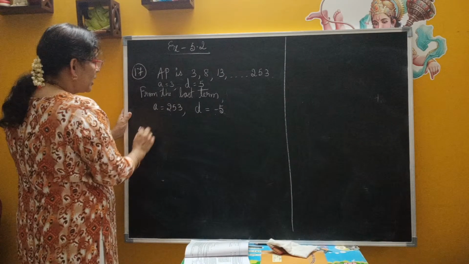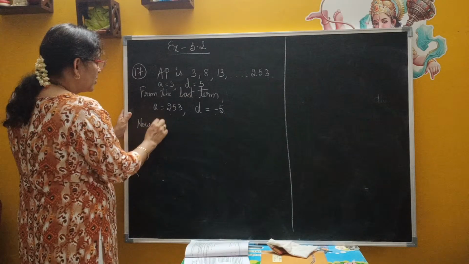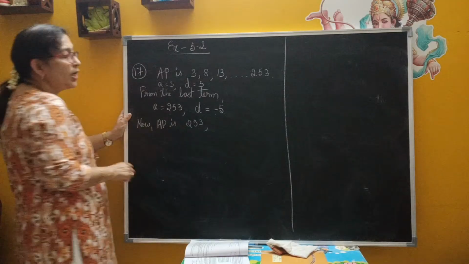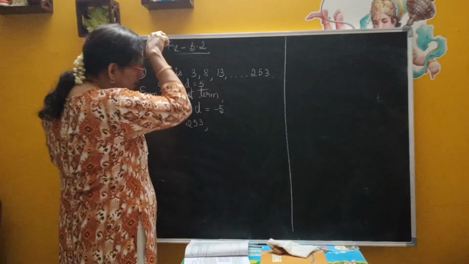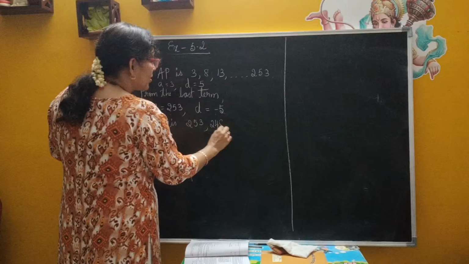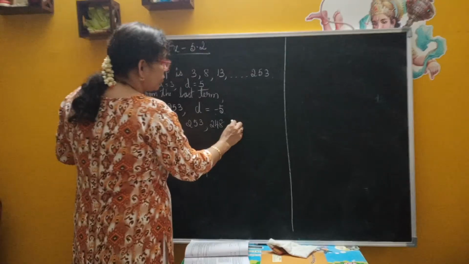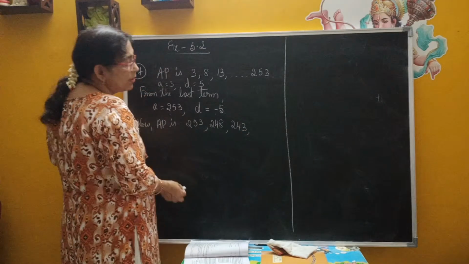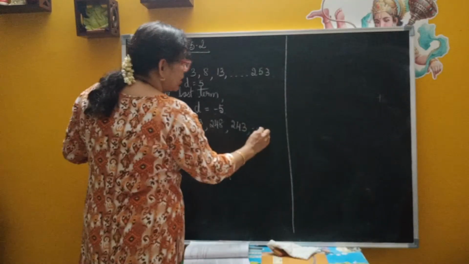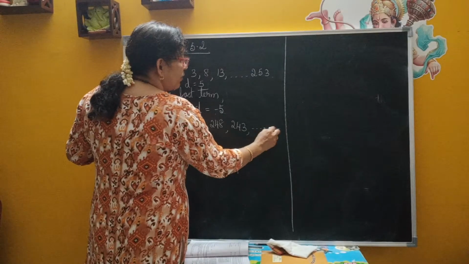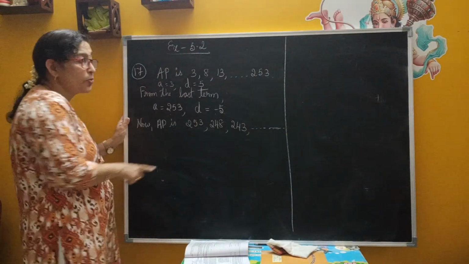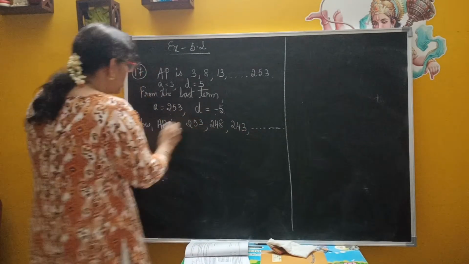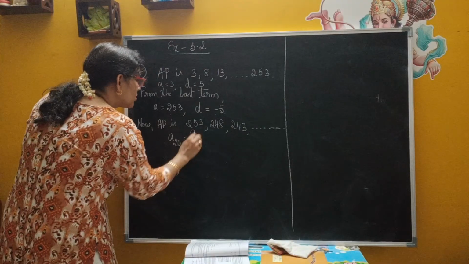Now write the AP. Now the AP is 253, 253 plus minus 5 is nothing but 253 minus 5. What do we get? 248. 248 minus 5, we get 243. 243 minus 5, what do we get? We get 238. So continuously we get these. We don't want the last term here. In this problem it is asked to find the 20th term. We need A20. So here, A20 how much? This is the question, the 20th term.